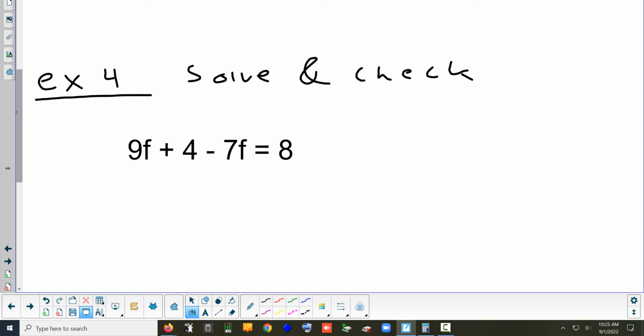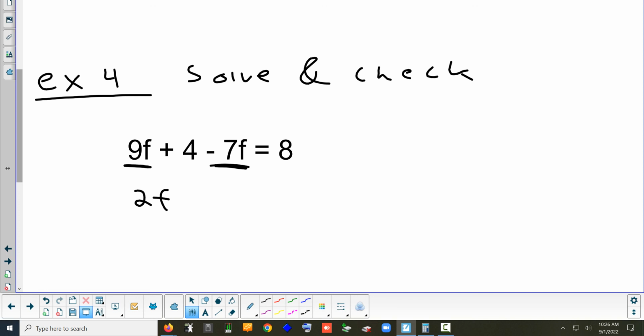Yeah. Like terms. See if you have 2 terms or more on the same side that you can put together. Natalie, do you see 2 terms that I can combine on the left-hand side? Okay, what are they? 9 and 7. Yep, 9f and negative 7f. Emily, if you combine those together, what's 9f minus 7f? 2f.